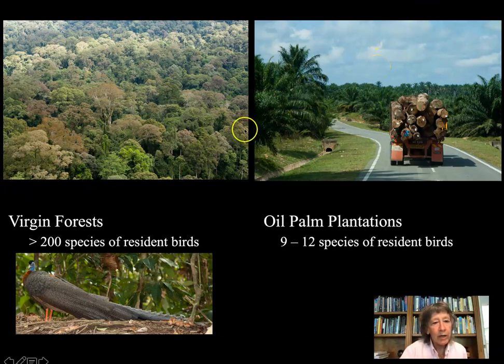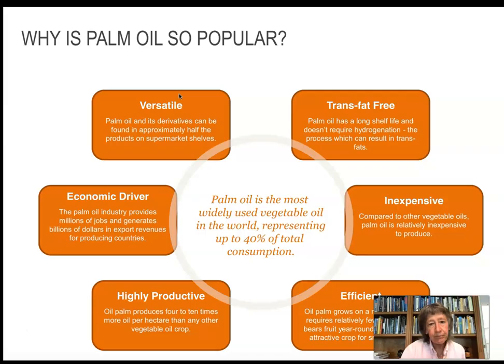These virgin rainforests, these areas that haven't been cut, will support over 200 species of resident birds. And then when you replace that with a monoculture palm oil plantation, you only get 9 to 12 species of resident birds. And so a huge loss of biodiversity in your bird fauna.